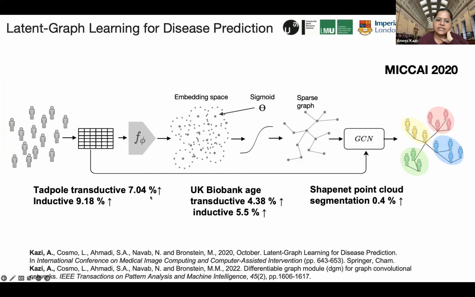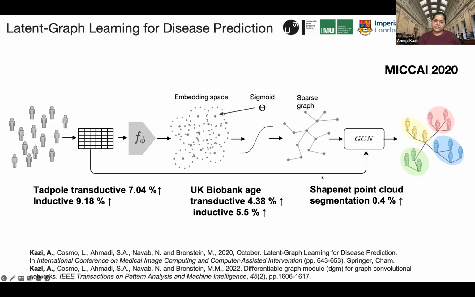We applied this method to three different data sets. For the TADPOLE data set, which is an Alzheimer's disease prediction data set, we got a 7.4% increase in classification accuracy compared to state-of-the-art networks. In the inductive setup also, we got a 9.18% increase in accuracy. The same happened for the UK Biobank data set for the age prediction task. We were able to increase our performance compared to state-of-the-art with a very good margin.